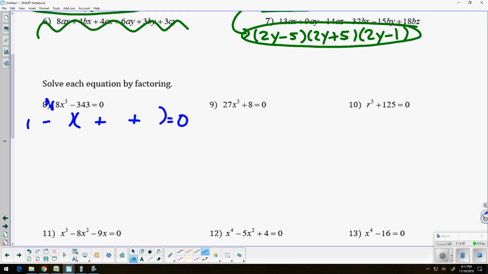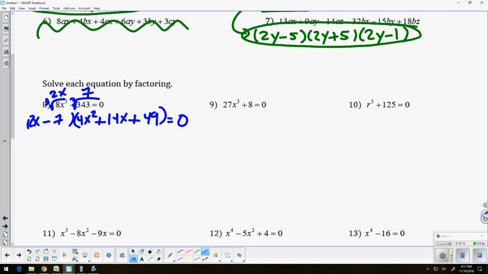So the cubic root of 8x cubed is 2x. The cubic root of 343, and eventually you guys will have these memorized, because we're going to be doing a lot of cubes here in the future, but that's just going to be 7. Okay, so the binomial is just 2x minus 7. The trinomial is going to be 2x squared, so that's 4x squared. 7 squared again goes in the back, so that's 49. And then multiply 2x times 7 in the middle, which is 14x. Okay, so we're done factoring.